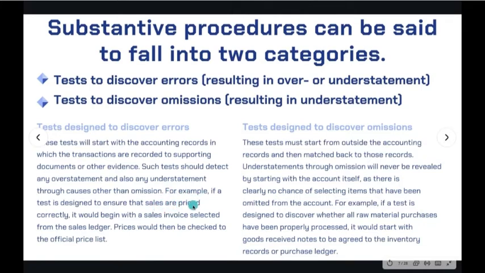For example, if a test is designed to ensure that sales are priced correctly, it will begin with a sales invoice selected from the sales ledger. Price will then be checked to the official price list.